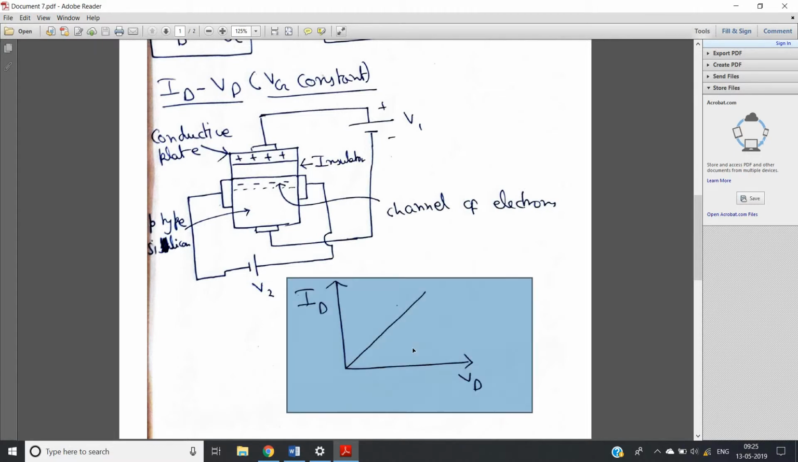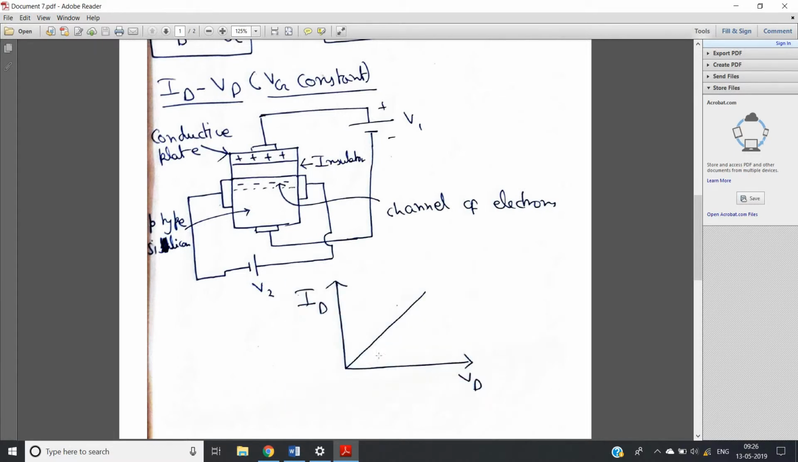So as a result, what will be the graph? That is simply this one, that is for constant V1 for this hypothetical semiconductor device, or constant VG or gate potential for NMOS, what we will get? We will get the drain current versus applied drain potential graph like this one, that is a linear graph. Why? Because it will follow Ohm's law. The channel will behave simply like a resistor, nothing else, right?